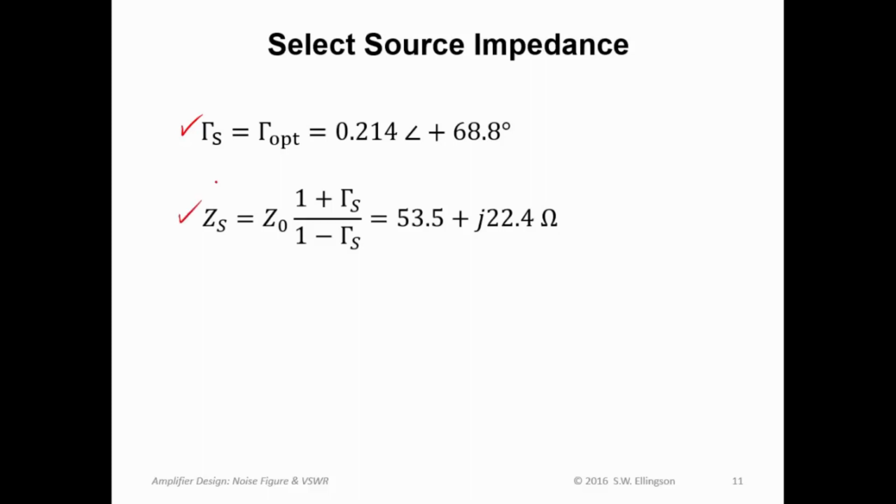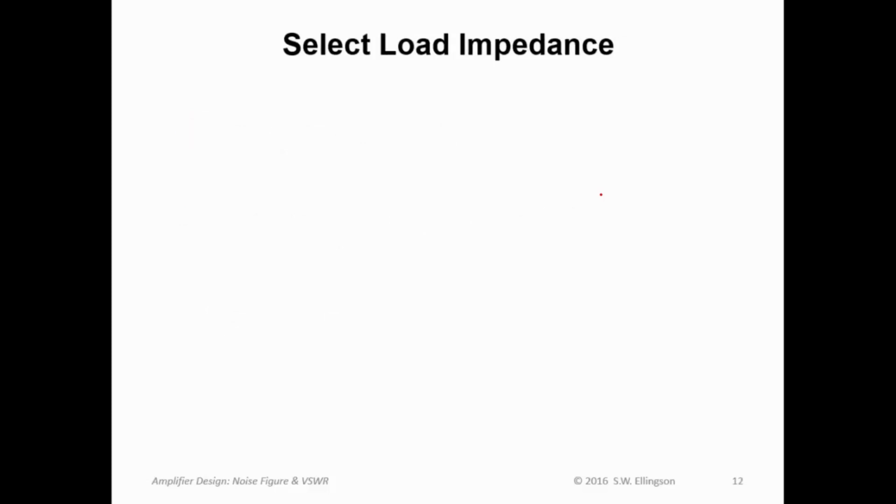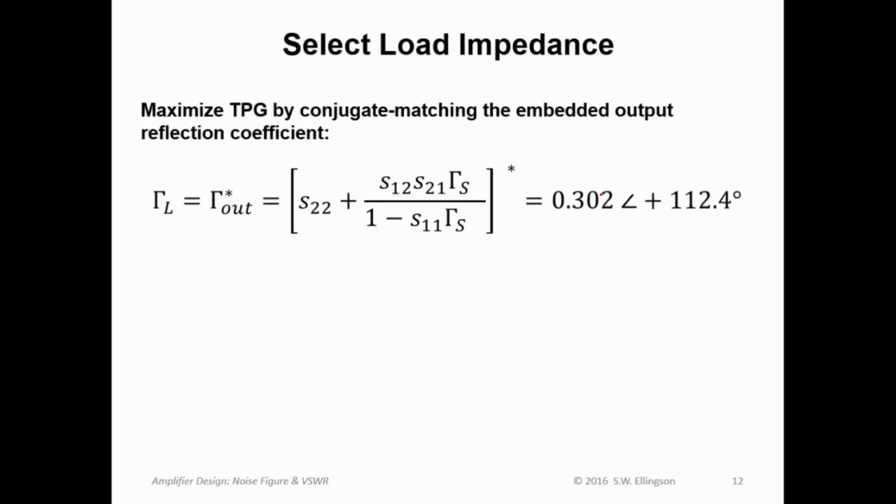From this, I can calculate Z sub S in the usual way. I get 53.5 plus j22.4 ohms. I know what the noise figure is going to be at that point, 0.73 dB. That was simple. Now I need to select the load impedance. The source impedance has been set. The load impedance is unconstrained at this point. Obviously, I'm going to use it to maximize gain.